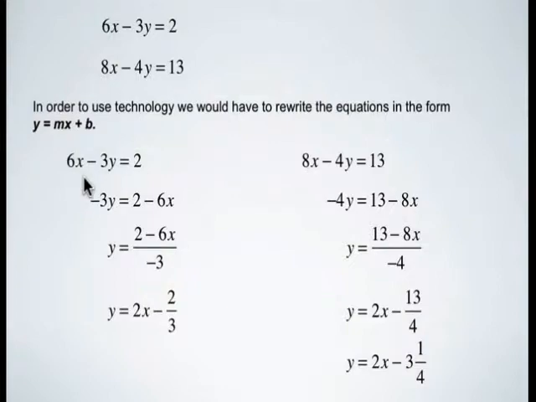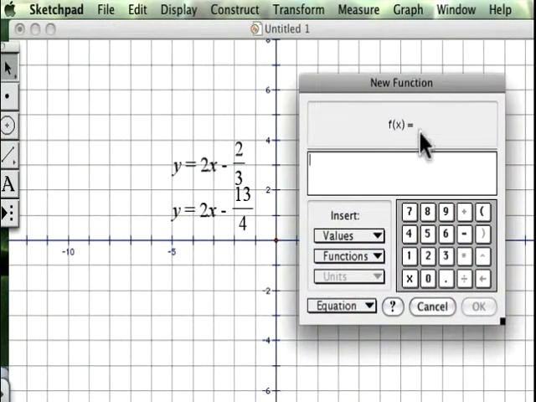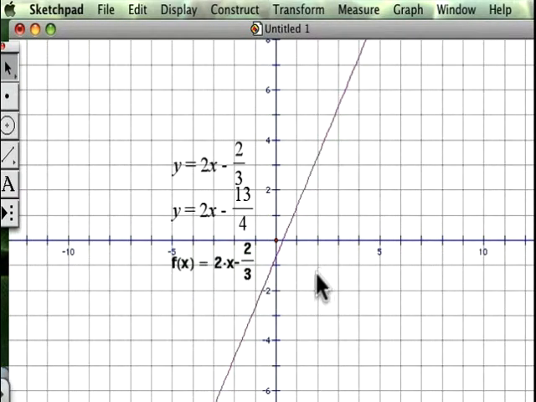So now we're going to move to Geometry Sketchpad. And the first function we're going to plot is 2 times x minus 2 divided by 3. And so now we have a y-intercept just below the origin, and this is going to be at 0 and negative 2 over 3. So we're 2/3 of the way between 0 and negative 1 when we're at negative 2/3.